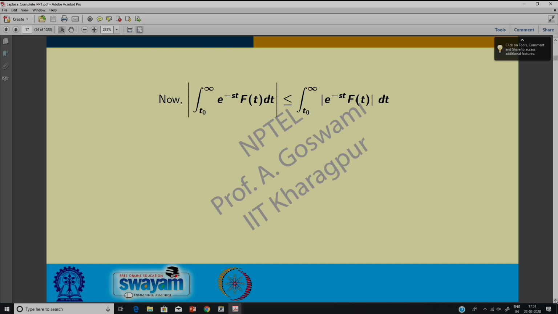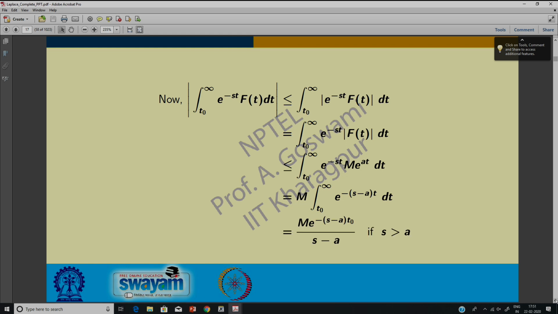So, if I now take the absolute value of the integral from t0 to infinity of e^(-st) f(t), it is less than or equal to the integral from t0 to infinity, where I can take the modulus inside, of |e^(-st) f(t)|. Again, e^(-st) I can bring outside, so I only have the modulus of f(t), and the modulus of f(t) is less than or equal to M e^(at). So, the integral is less than or equal to the integral from t0 to infinity of e^(-st) M e^(at). M can come outside, leaving the integral from t0 to infinity of e^(-(s-a)t). If you evaluate the integral, you get a finite value, that is M e^(-(s-a)t0) divided by (s-a).